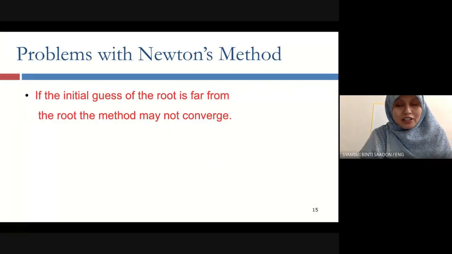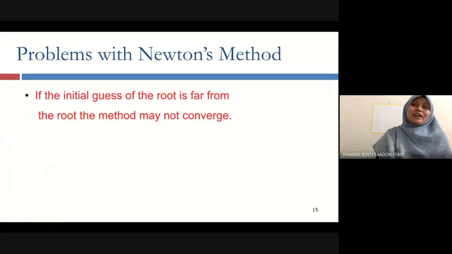So this is the drawback of Newton's method. If the initial guess of the root is far from the root, the method may not converge. So we have to wisely assume the initial guess of the root. Otherwise you will take longer time to converge.